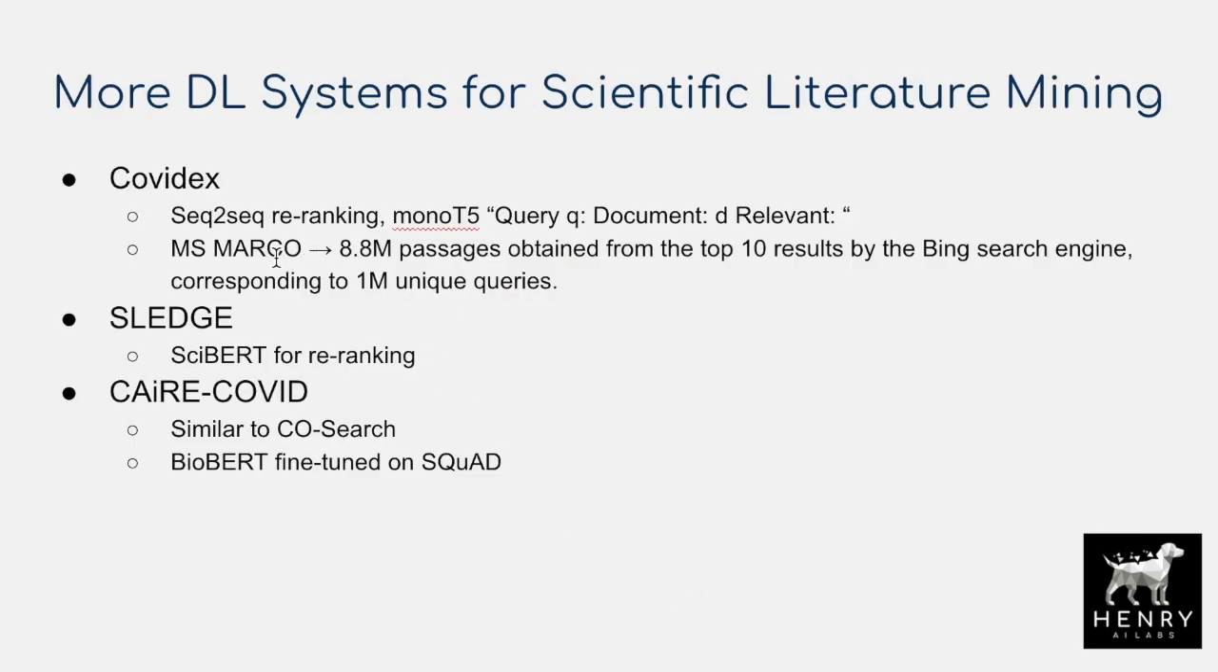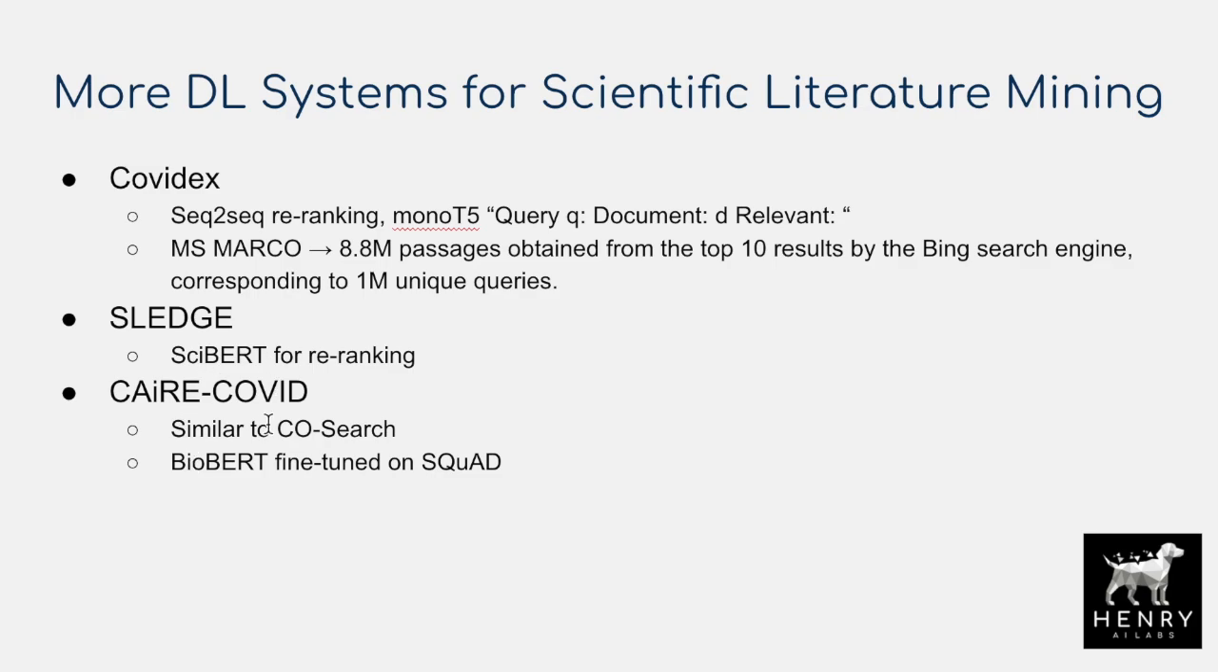So it was trained by using this MS MARCO dataset. The MS MARCO dataset is 8.8 million passages that have been obtained from the Bing search engine, corresponding to 1 million unique queries. So in SLEDGE and CAiRE-COVID, similar to this MS MARCO dataset, they're using different datasets to train these models to do re-ranking.